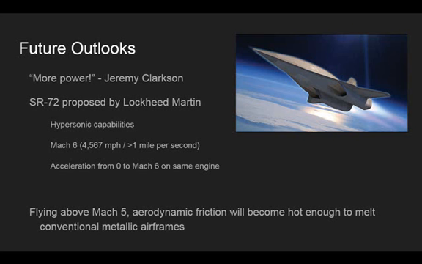And as you can see, when you're going 4,500 miles per hour, which is about 1.3 miles per second, you can imagine that that speed and temperature will cause friction to get so hot that it will melt conventional metallic airframes. So reconsiderations on composite structures and high temperature materials are a big development that needs to move forward in order for this dream to become a reality.